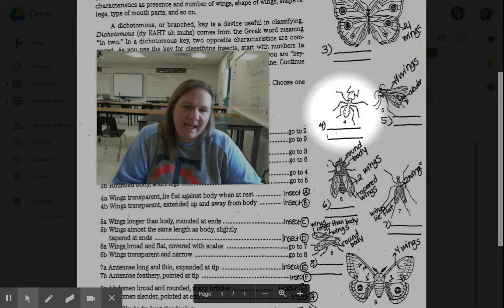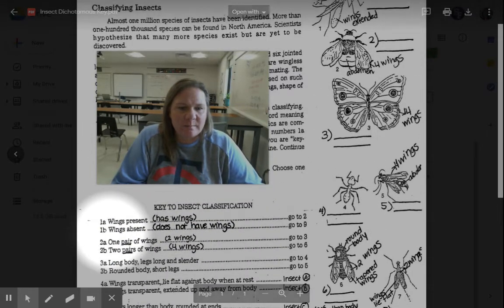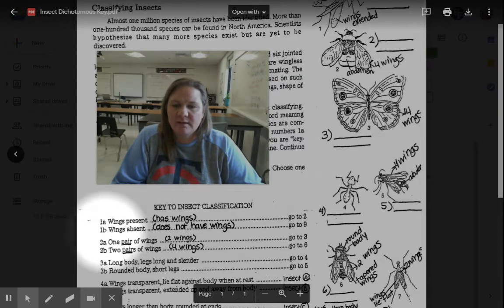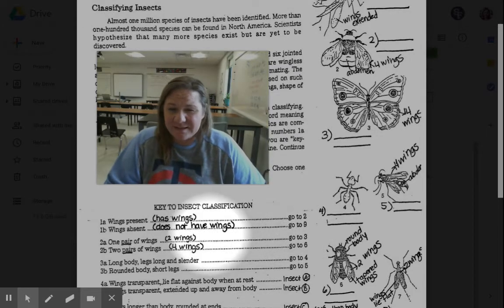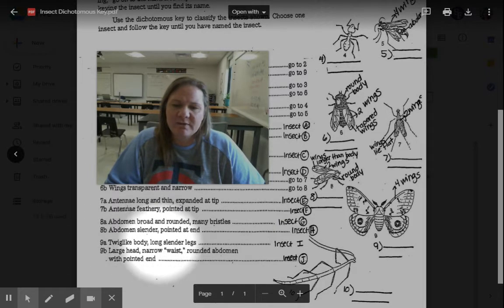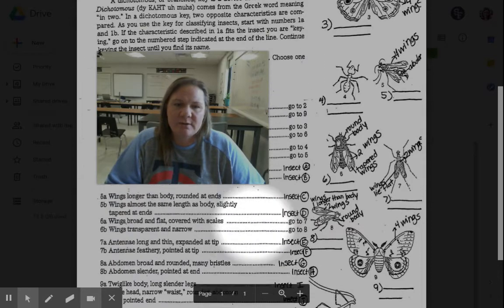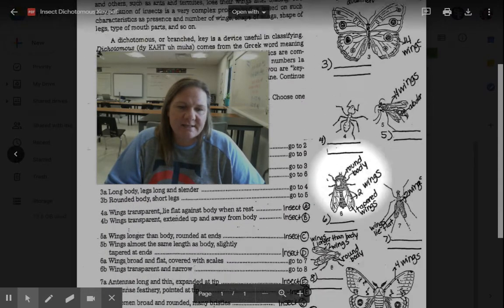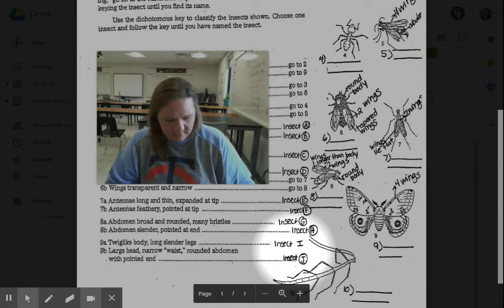Number 4 is the ant. All right, so we start again with number 1, wings present or wings absent. I think this is the only one that we choose choice B, 1B, wings absent. Ants don't have wings, except queen ants sometimes can have wings in certain species. But go down to 9, a twig-like body with long and slender legs, or a large head, a narrow waist, and a rounded abdomen. That second choice fits our ant, and therefore this is insect J. I take it back, the walking stick also doesn't have wings, right?